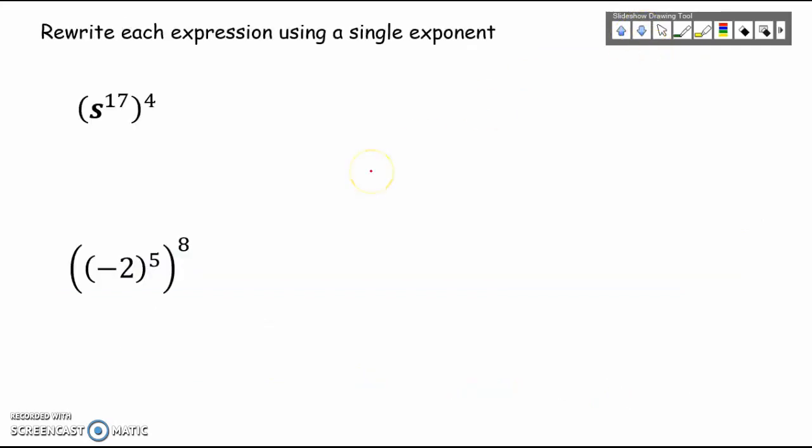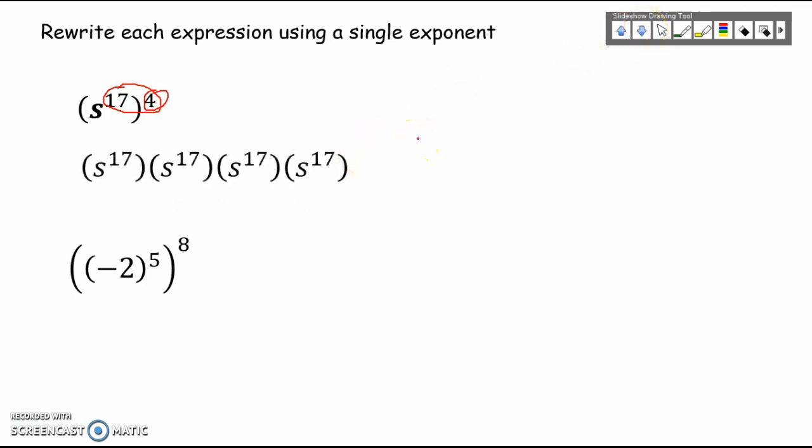Let's just do one practice together. Rewrite each expression using a single exponent. This, I'm hoping you can see, is a power to a power, because I have a power on the inside of the parentheses, which in this case is 17, and a power on the outside of the parentheses, which is the 4. So here's our power to a power. If I were going to write that out in expanded form, I would have to write s to the 17th power times itself. This tells me how many times? 4 times.